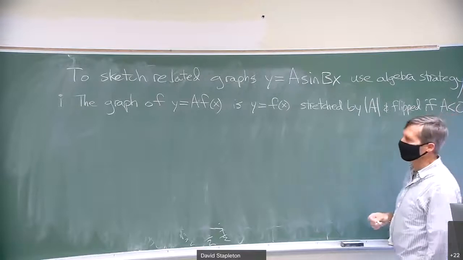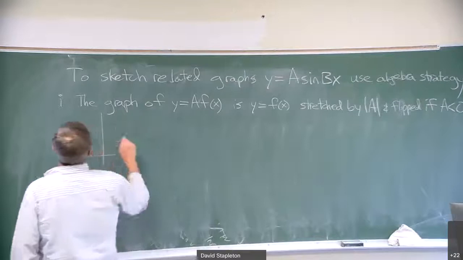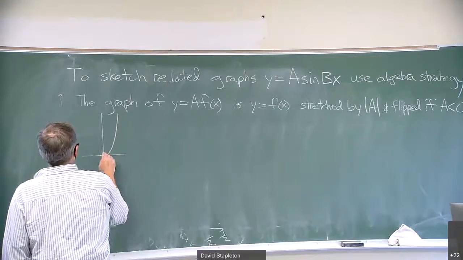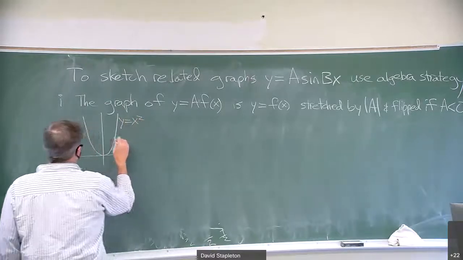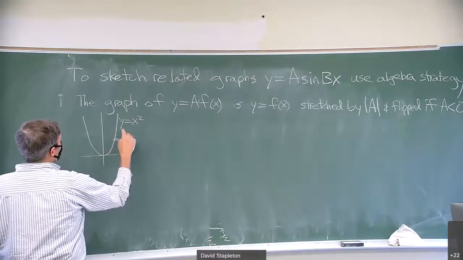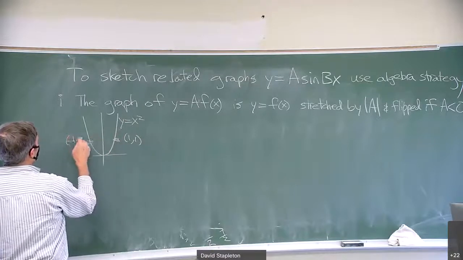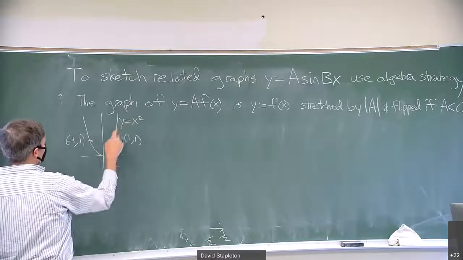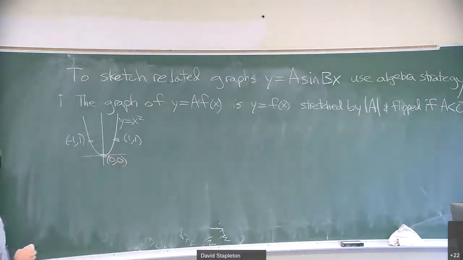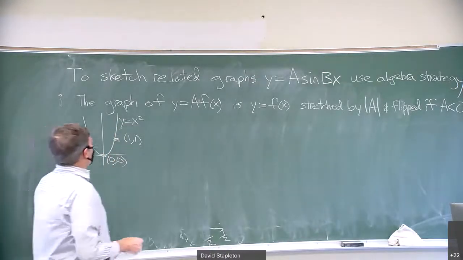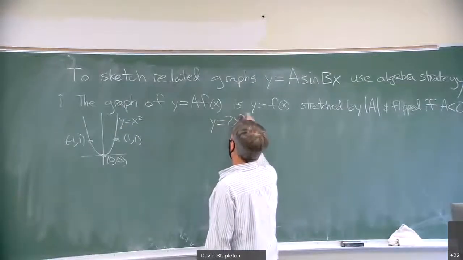Okay. I just want to illustrate this. If I have y equals x squared, the basic graph of algebra, I know by putting in x equals 1, I get y equals 1, I get this point. If I put in x equals minus 1, I get y equals 1, I get this point. If I put in x equals 0, I get y equals 0. Here are 3 important points on it. Now, what if I want to graph y equals 2x squared? What does that do?